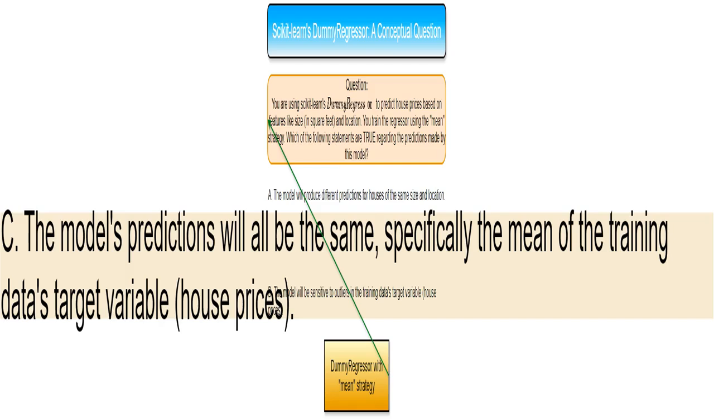I see you're focusing on the DummyRegressor with the mean strategy. This is a simple model. It just predicts the average of the house prices from your training data, regardless of any house features like size or location. It's like saying, I don't really care about individual house details. I'll just guess the average price for all of them.